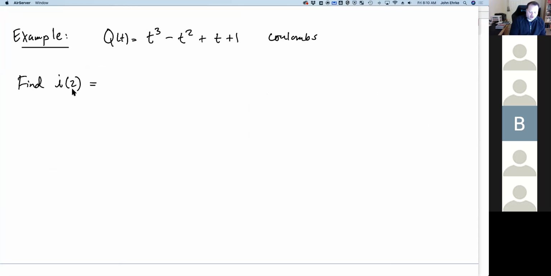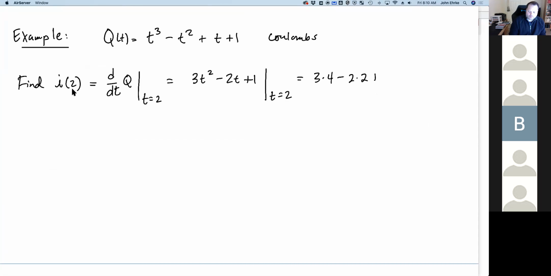Well, we know the current at time 2 is the derivative of the charge at time 2, which the derivative of the charge is 3t squared minus 2t plus 1, evaluated at time 2. And that gives us 12 minus 4 is 8 plus 1 is 9. So we get 9 amps as the answer.